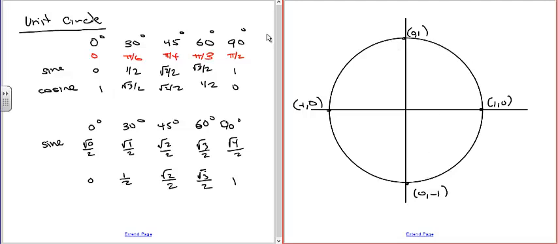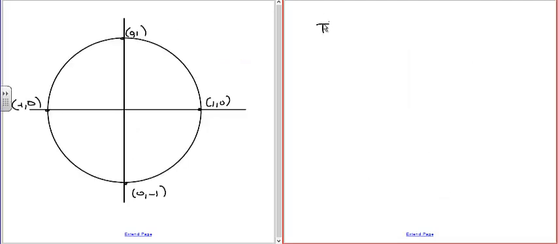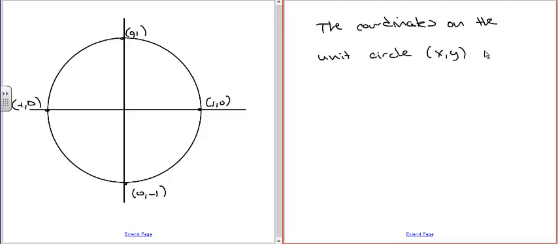Now it turns out the coordinates on the unit circle, meaning x and y, are the sine and cosine of the angle. So what does that mean?